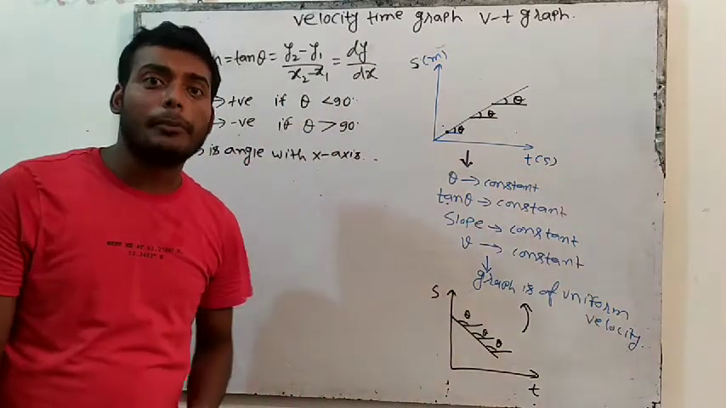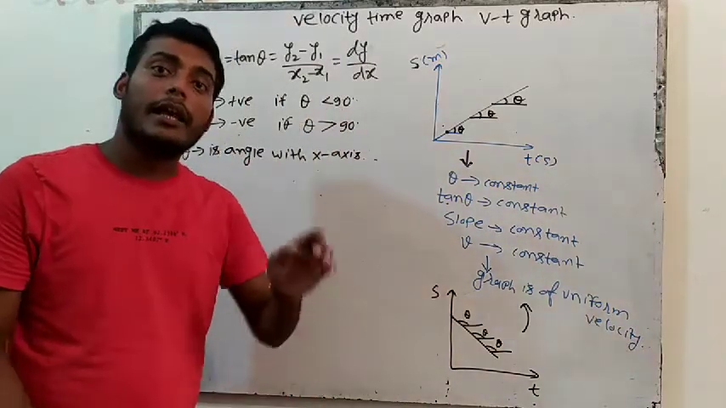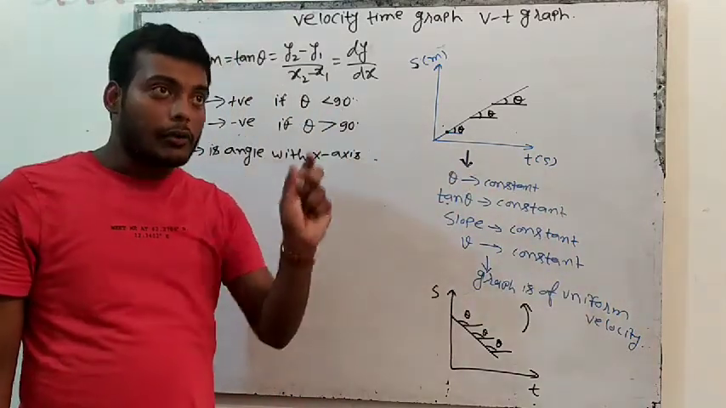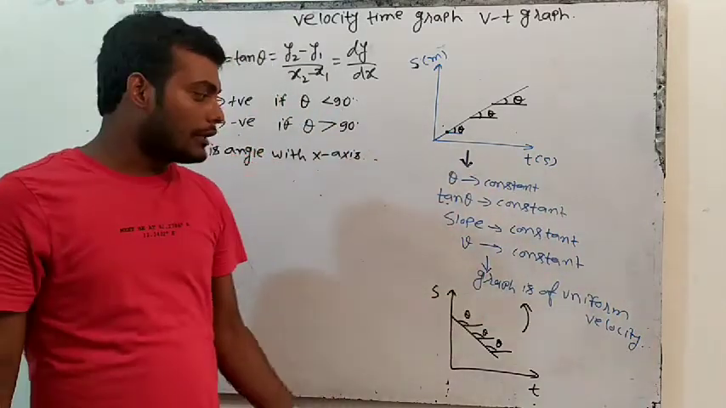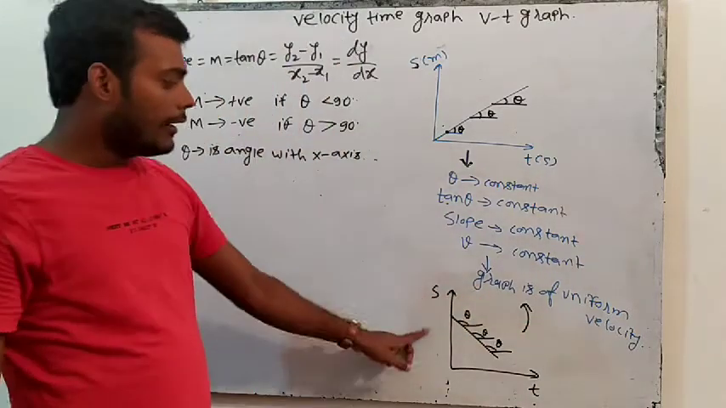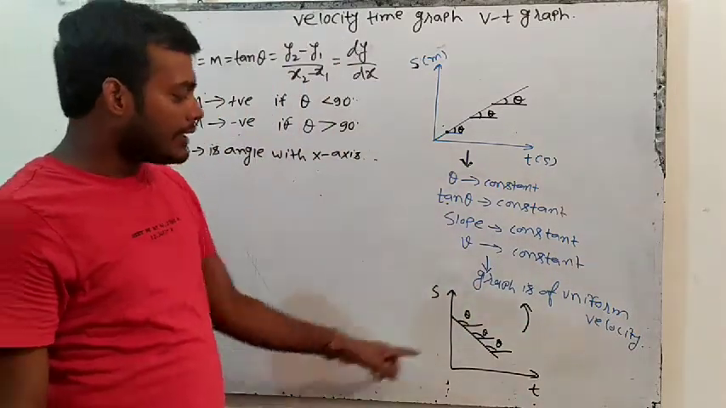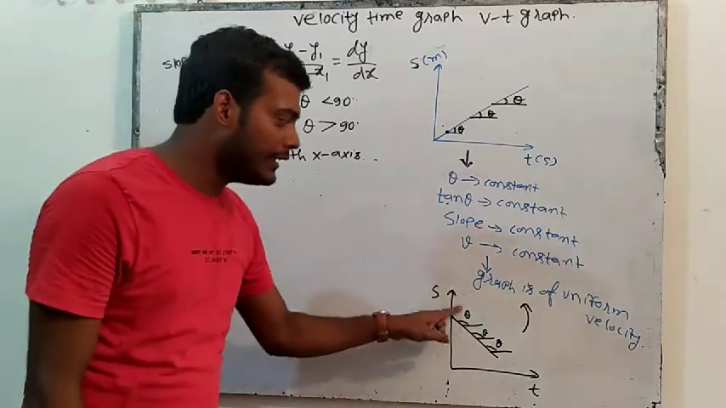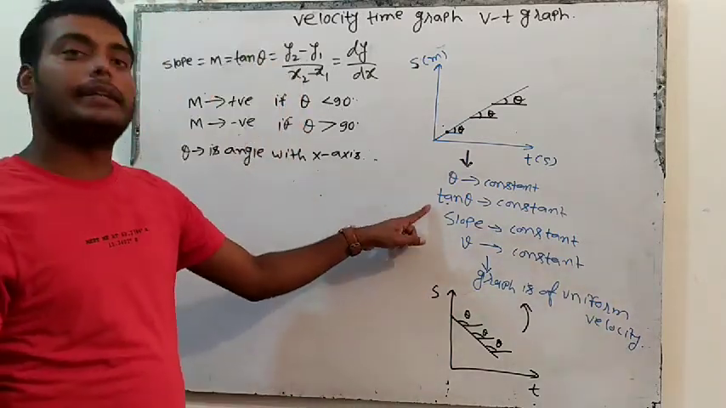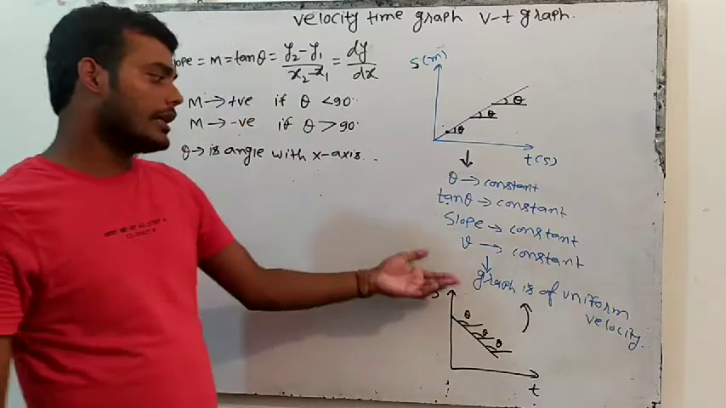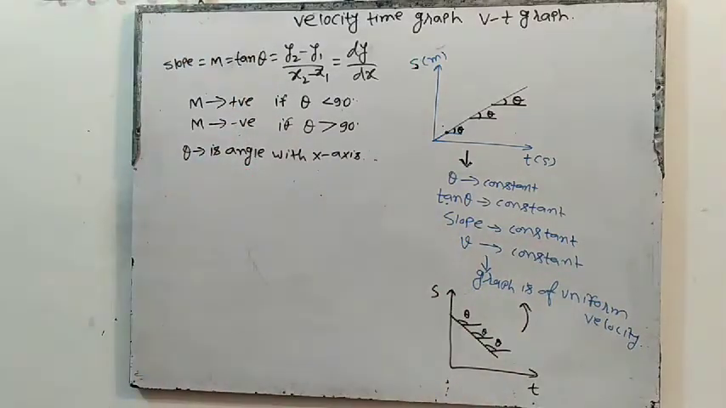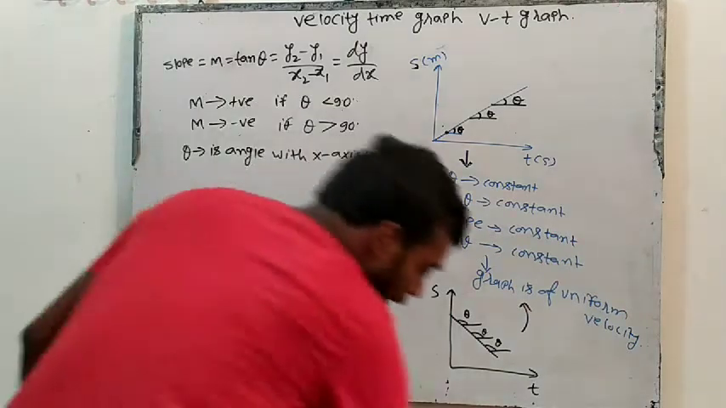What was the concept of uniform velocity? See my previous lecture. If any object is moving equal distance in equal time interval, that is uniform velocity. If you analyze this graph, in this graph the angle with x-axis is more than 90. But again theta is constant. If theta is constant, tan theta will be constant, slope will be constant. So this is also a graph of uniform velocity. Clear?